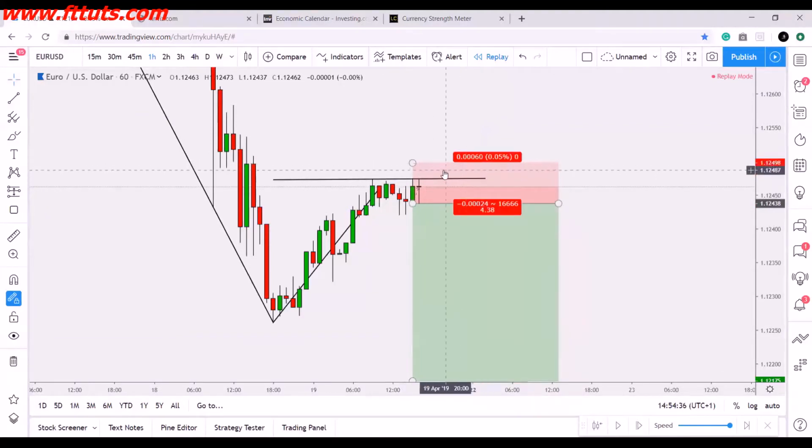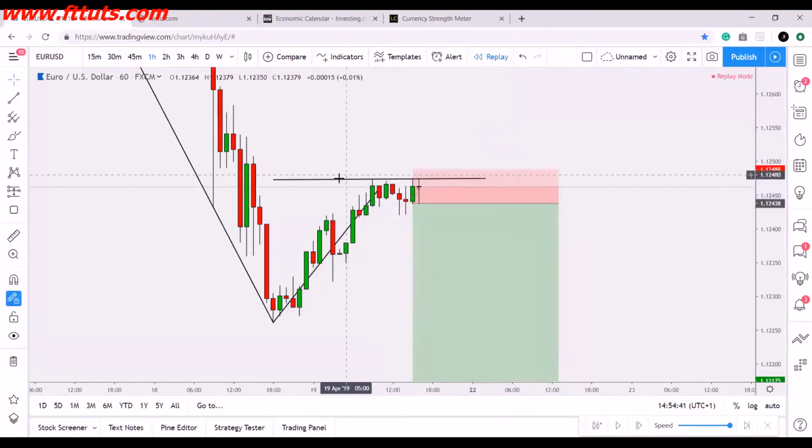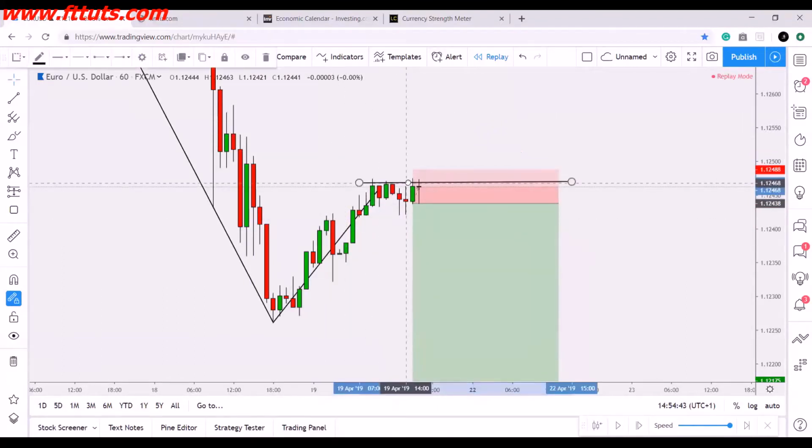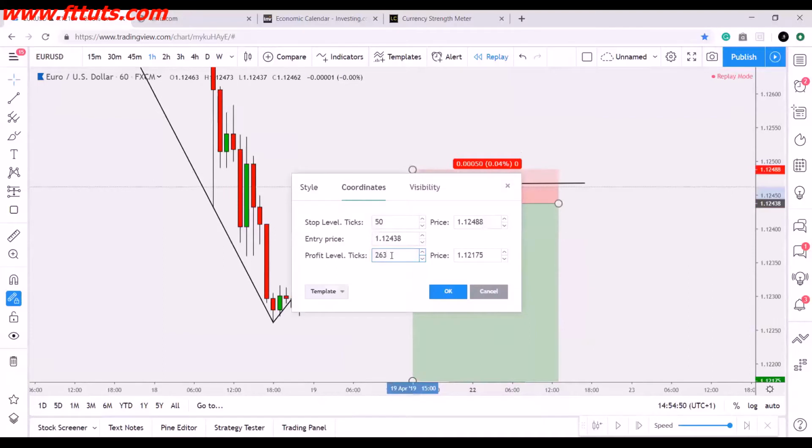Would I have worked with a 6 pip stop loss? Probably not. Let's investigate. This is the major area in the market that I'm looking at. Price failed to break above. Stop loss is nicely above the structure. I think this is fine. And then I probably work with the 1 to 3 as always.